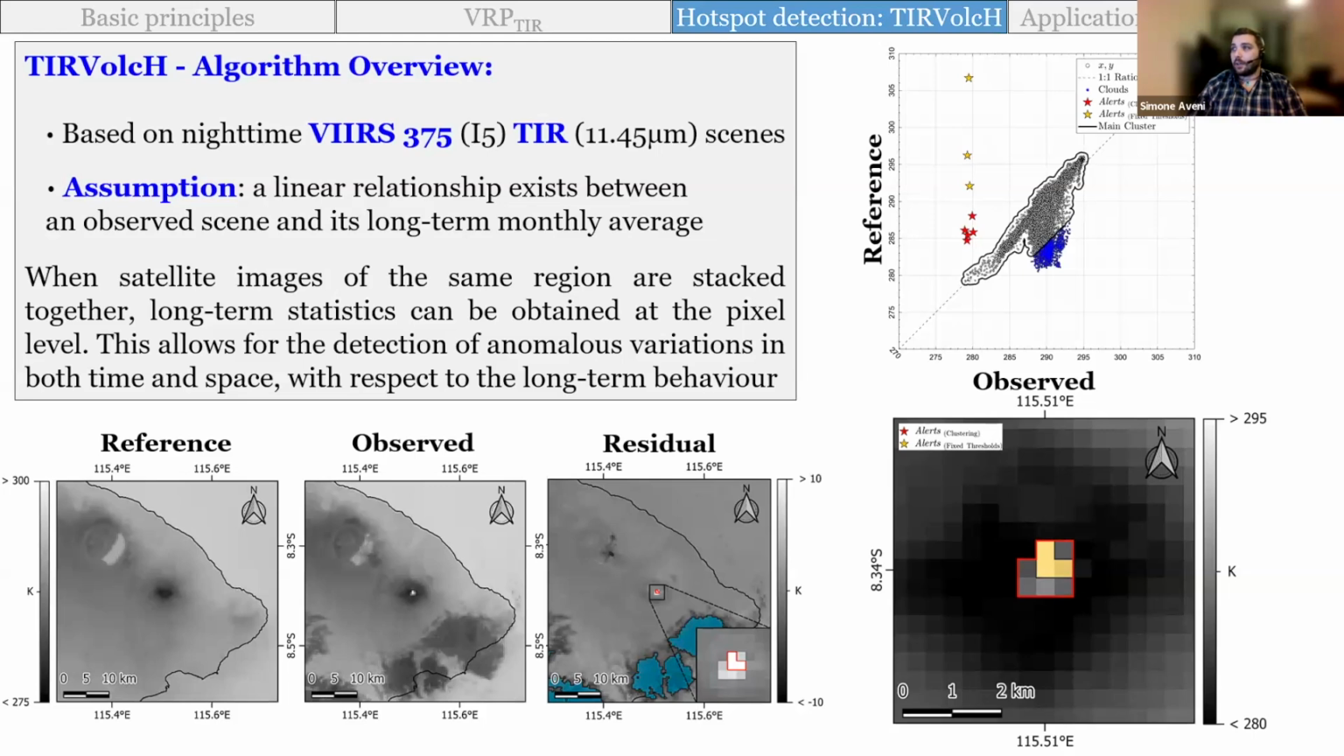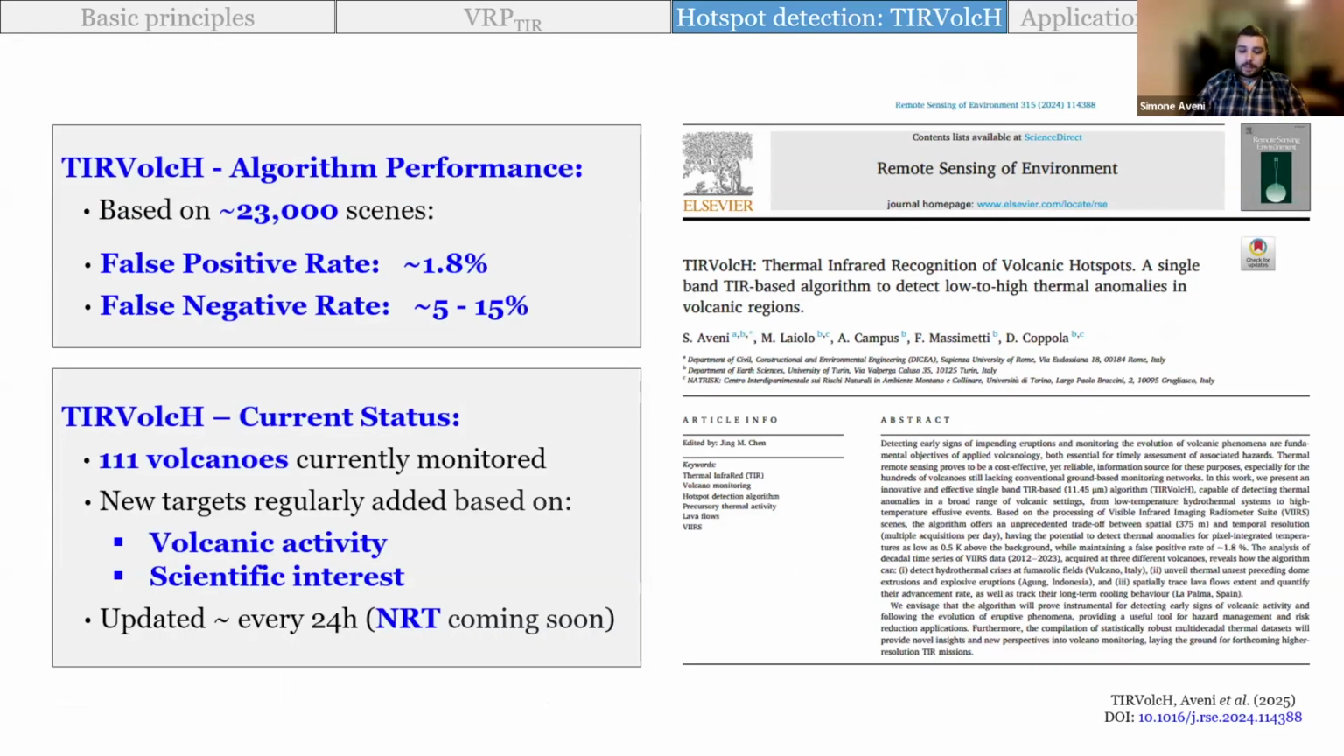Here you see the orange stars, which are associated with the 3 hottest pixels. And then with this clustering approach based on the Euclidean distance, we can detect the full anomalous region. Based on 2000 scenes, we have a false positive rate below 2% and a false negative rate between 5 and 15%. At present, we're monitoring 111 volcanoes with this system, but new targets are regularly added based on either volcanic activity or scientific interest. At the moment, we update the system every 24 hours, but near real time is hopefully coming soon.